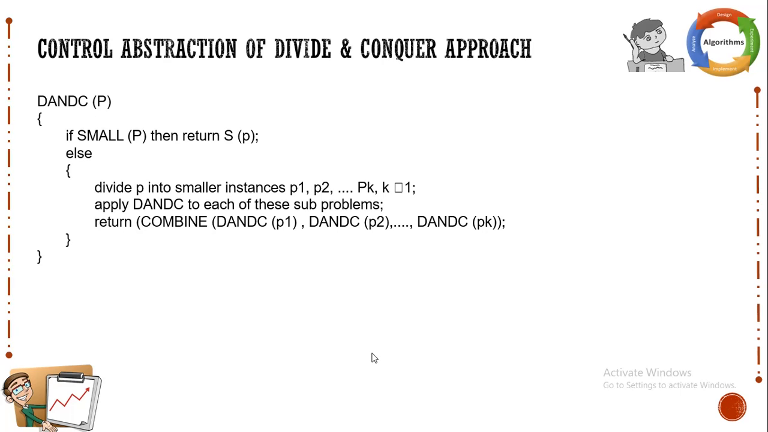If the problem size is not small, you can see that we divide P into smaller instances, then apply divide and conquer to each of the subproblems, and finally we return the combination, that is we return the Combine function wherein it takes the solution to each subproblem, which are combined to get the final answer. So if the problem is not small enough, the problem P is further divided into subproblems. These subproblems P1, P2 up to Pk are solved by recursive application of the divide and conquer approach.